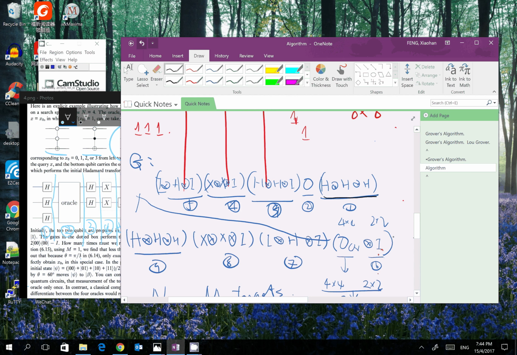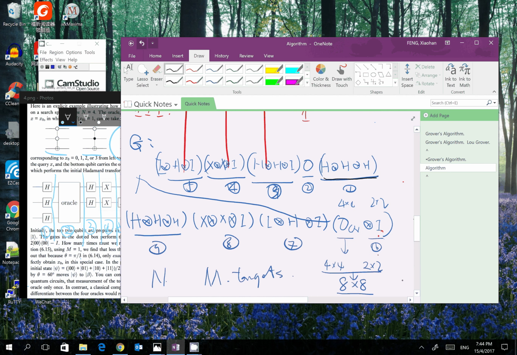Since all the matrices in the multiplication here, 1 2 3 4 5 6 7 8 9, are unitary matrices, the result of this multiplication must be unitary. And note here that this control NOT gate is a 4x4 matrix, just like I mentioned, and the tensor A here is a 2x2 matrix, which is 1 0 0 1. It's an identity matrix, just like I mentioned above.